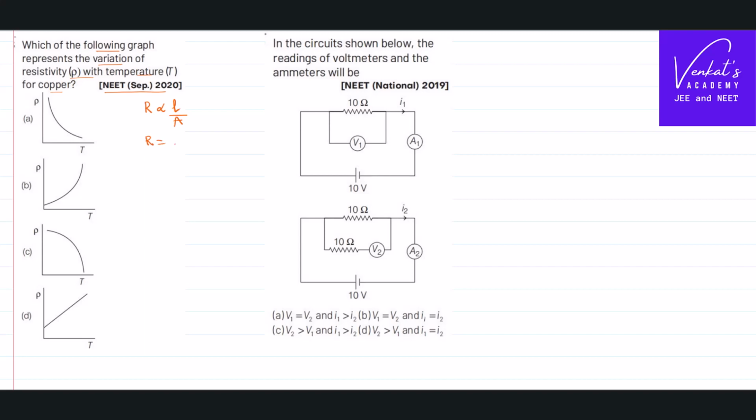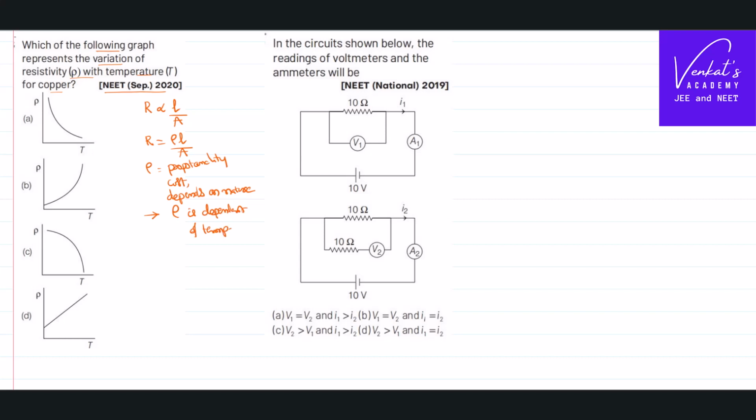Proportionality is eliminated with a constant called specific resistance or resistivity, where rho is a proportionality constant. It depends on the nature of the material, not on physical dimensions. For different lengths and different areas, rho is the same, but rho is dependent on temperature.